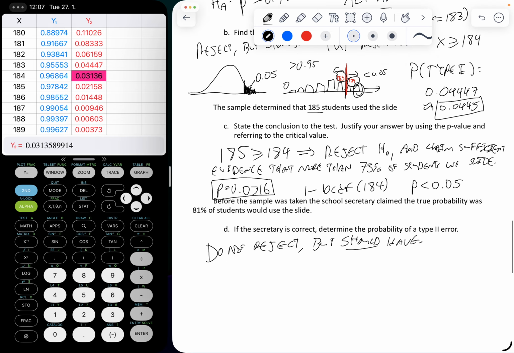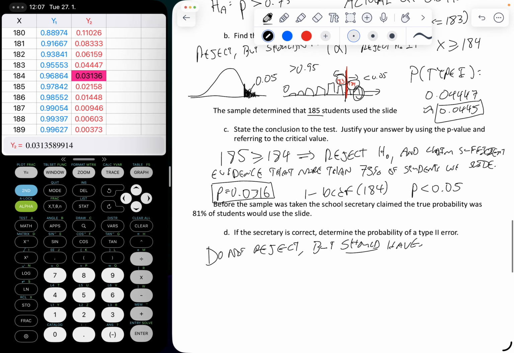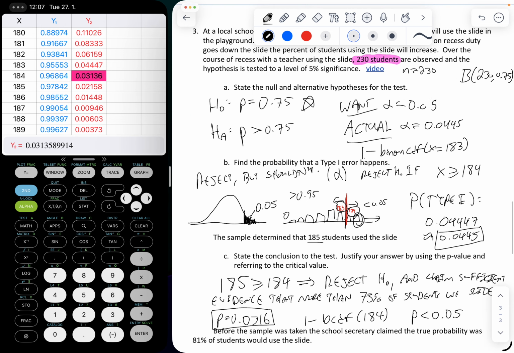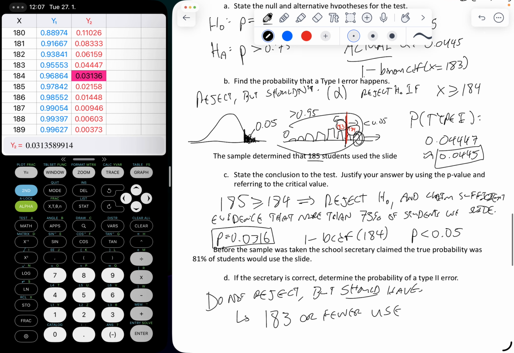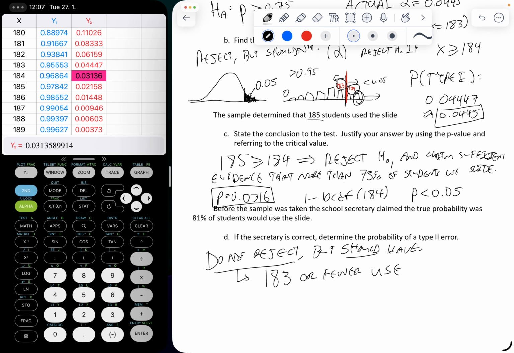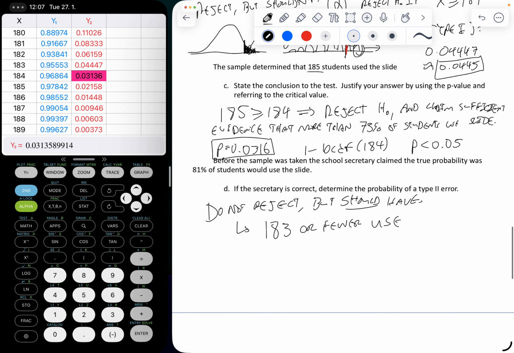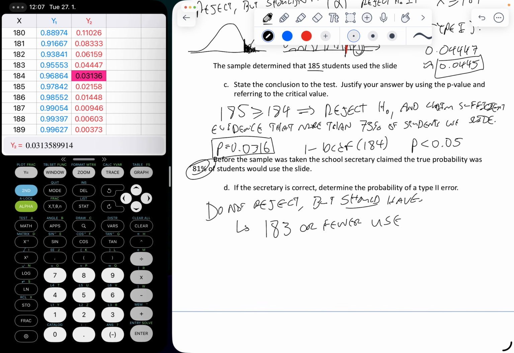And so if we do not reject, well, we can look at our critical region to see what that means. Do not reject means that we must have had 183 or fewer students use the slide, because we were operating off of this 0.75 idea. That created our critical region. We found that if we have 184 or more, we'll reject the null hypothesis. So if we do not reject, that means we must have had 183 or fewer. Now, what's the probability that that happens with a correct proportion of 81%? So we want to know the probability that the number of kids that use the slide is less than or equal to 183, given that the actual proportion of kids that use it is 0.81.